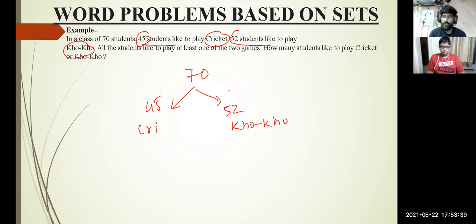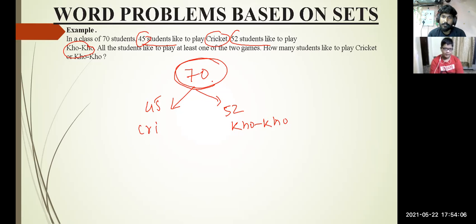Okay, so 45 and 52, 70. All the students like to play at least one of the two games. Okay, now they're saying from this 70, all of them like to play at least one of the two games. Well, what do you mean by at least one of the two?